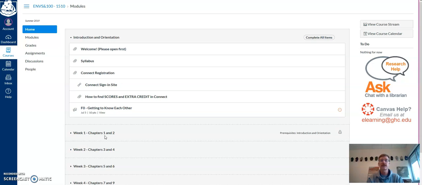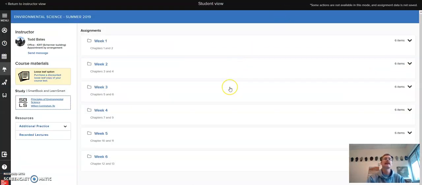The other 2/3 is going to be in our other program called Connect. Let me open up Connect. So the Connect classroom is going to look something like this. In our Connect classroom, we will be doing chapter quizzes and chapter assignments, and those are worth approximately 2/3 of the total amount of points. So Canvas is worth about 1/3 of the points, and Connect is worth about 2/3 of the points.